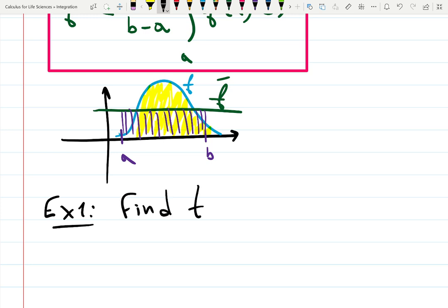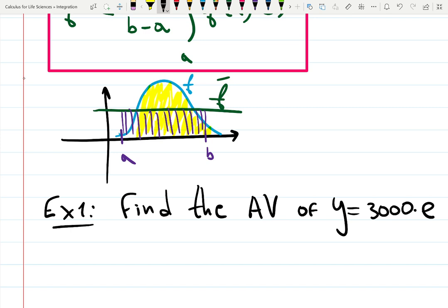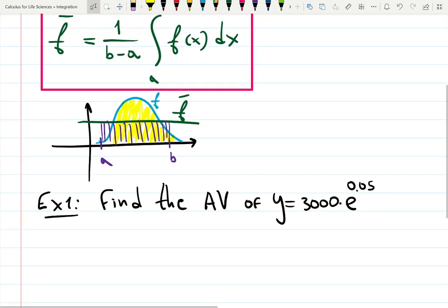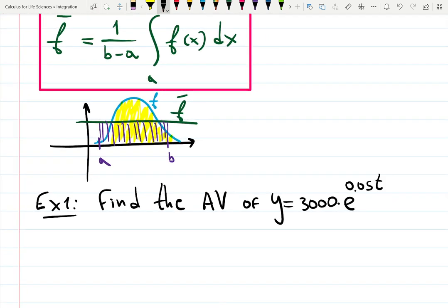Find the average value, let's call it AV to be faster, of the given function y equals 3000 e to the 0.05 t on 0, 10.